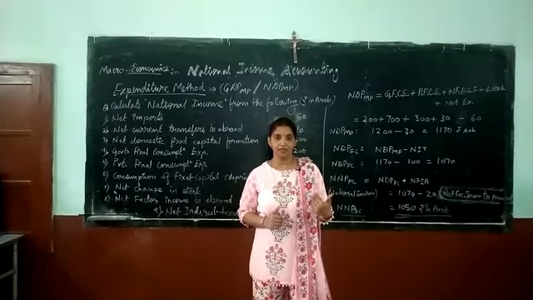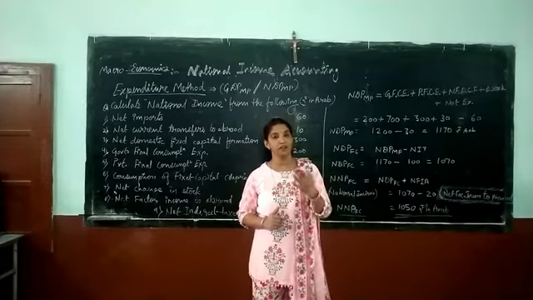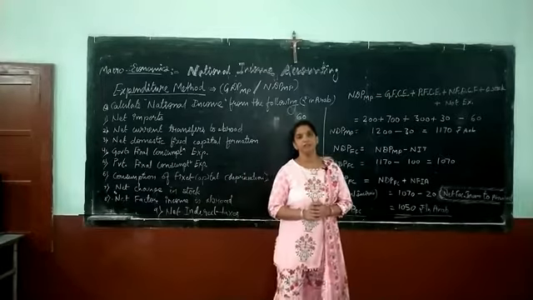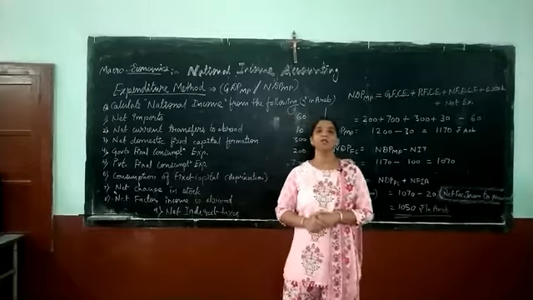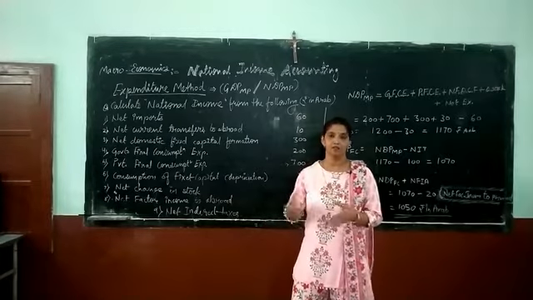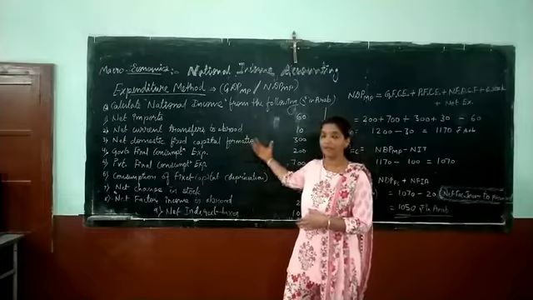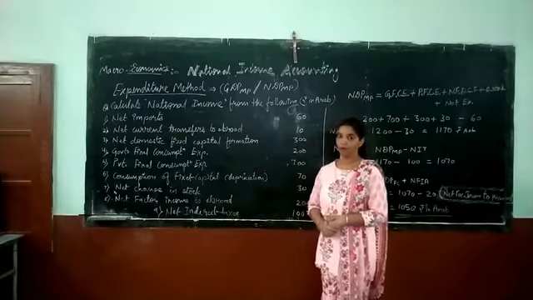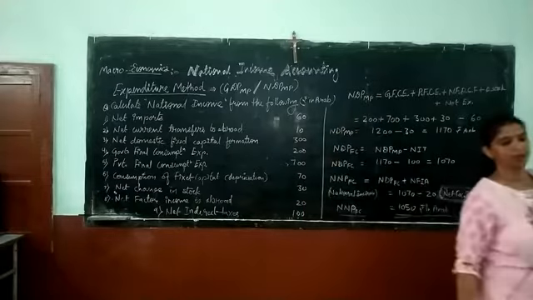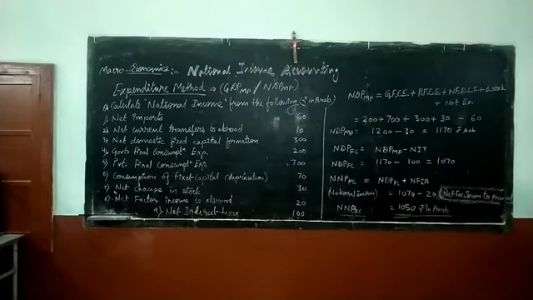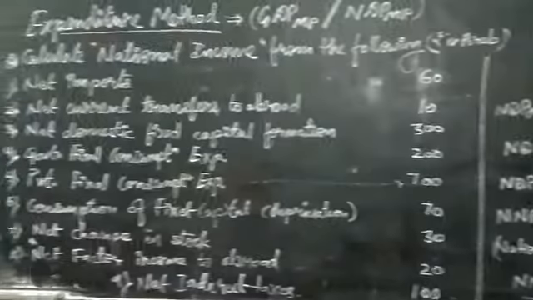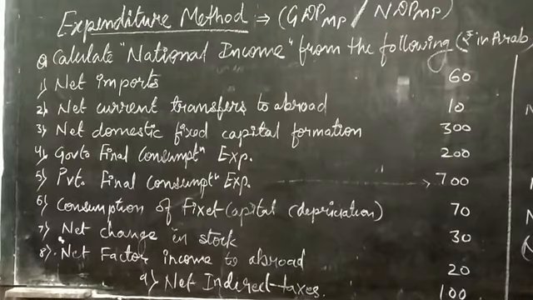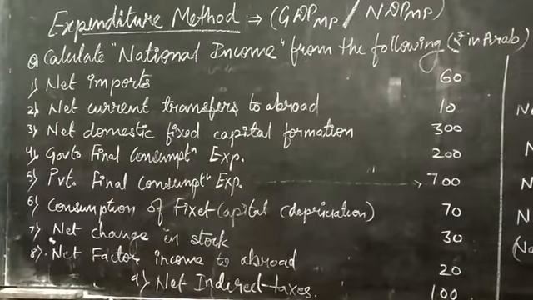At the end of that video, I gave a numerical problem for self-assessment. Many students have solved that question, but a few have some doubts. So I am here in this video with the solution of that numerical problem. This is the question: calculate national income from the following, and all the values are given in rupees in Arab.